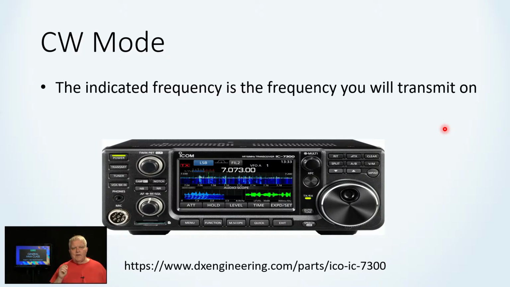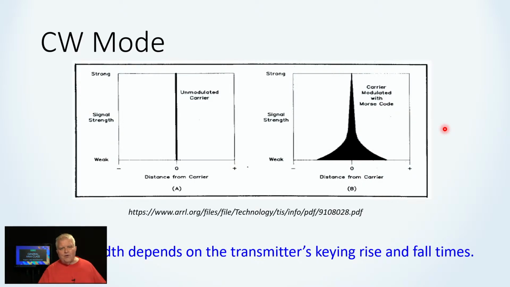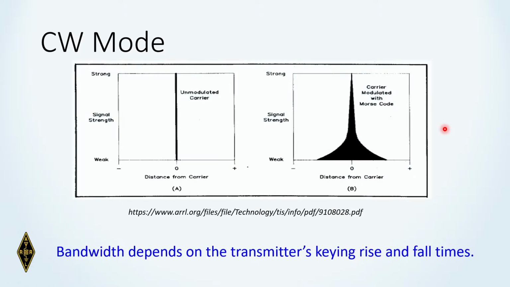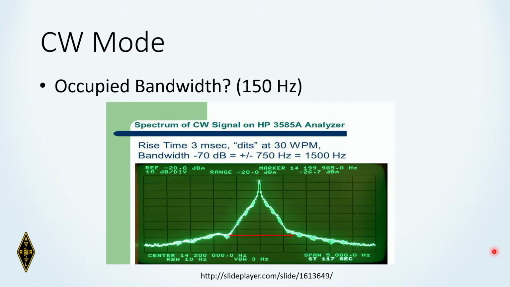just the act of sending Morse code, whether it be by hand or with a keyboard or a paddle or whatever, that adds information to the radio carrier, and it also adds bandwidth. Not a lot. So here's an unmodulated radio frequency carrier. And here is a CW signal when you're actually sending, and the bandwidth is probably about 150 hertz, thereabouts. The bandwidth depends on your transmitter's keying rise and fall times. And these are adjustable in most transmitters. A very fast rise time and fall time means a wider bandwidth signal. Also, it's going to sound kind of clicky. So here's on a spectrum analyzer, occupied bandwidth of a Morse code signal, about 150 hertz.